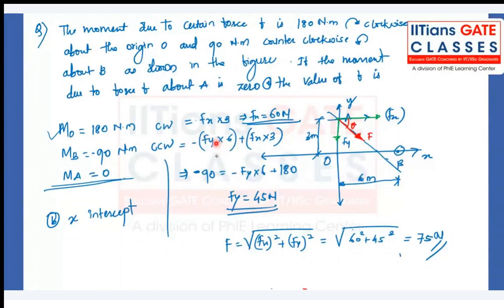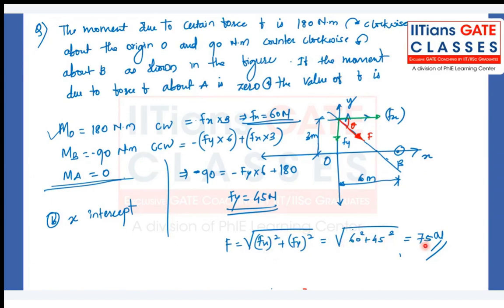And what is this value? Its value is minus 90. So minus 90 is equal to minus 6 times Fy plus 3 times Fx, and the value of Fx is 60. So 60 into 3 is 180. And once you solve this, you'll get Fy is equal to 45 Newton. So under root of Fx square plus Fy square, that is under root of 60 square plus 45 square, gives you 75 Newton value. Okay.